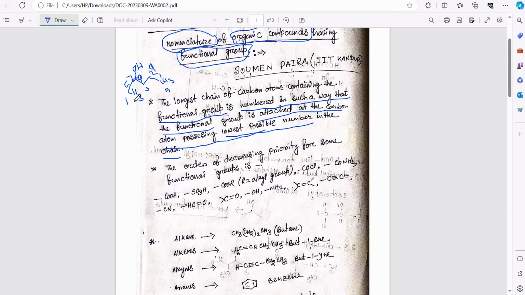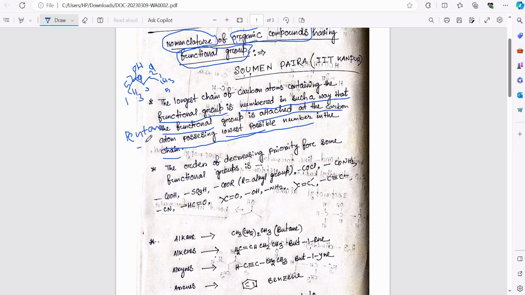Which one is correct? The last one is the correct one. So we'll say it in this way. First, we know how many carbon atoms are there? 5. So that means pentane. Okay, so this is the alkane chain. That is why it is known as pentane.